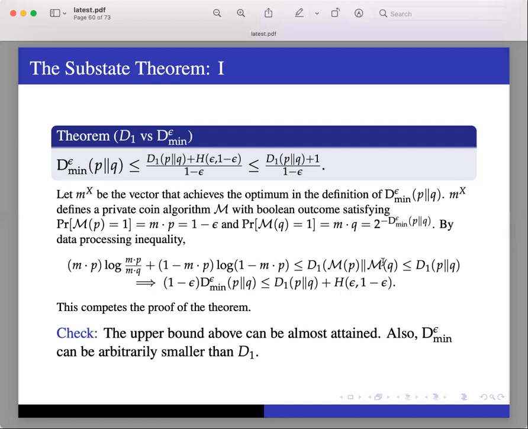So I have this chain of inequalities. Is this clear to everybody? Okay, this chain of inequalities. Now I just move things to the right hand side.